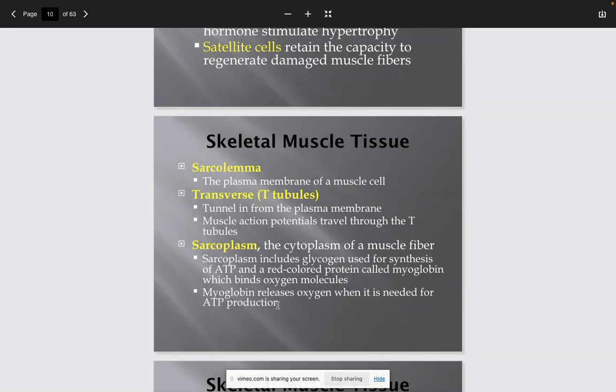So far we've covered the sarcolemma, which is going to be the plasma membrane of the muscle cell. Then there's going to be a transverse T-tubule. And the transverse T-tubule, again, is going to carry the action potential into the sarcolemma, which is the plasma membrane. The sarcoplasm is going to be the cytoplasm of the muscle fiber. And again, this is going to be where myoglobin is found. We know that myoglobin is a red colored protein, which is going to bind oxygen molecules. And we know that oxygen will be released whenever ATP production is needed.